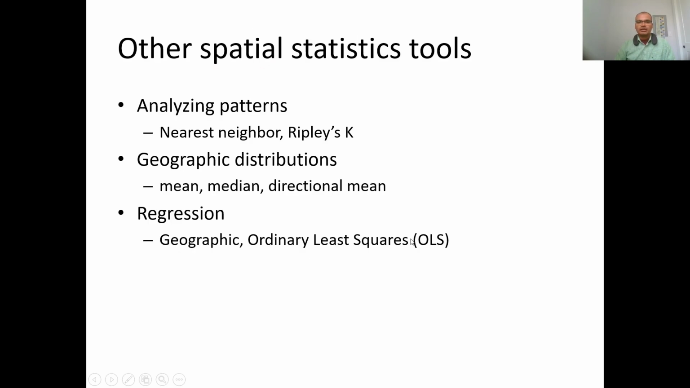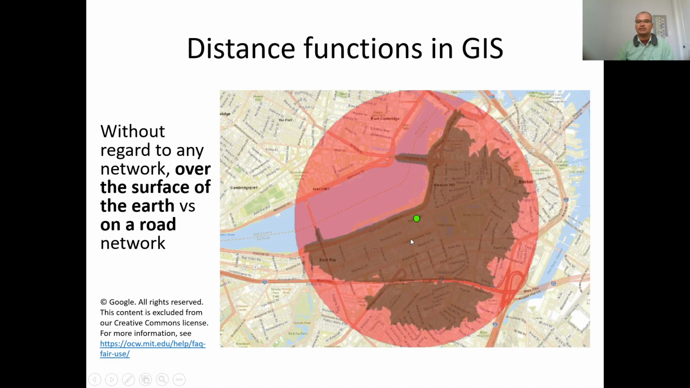Similar to spatial autocorrelation, there are tools for analyzing patterns, analyzing geographic distribution, and even you can do spatial regressions, based on ordinary least squares and many spatial regression methods. And those are all very powerful, unlike the traditional regression analysis. This will compare based on the spatial relationship so that you will get very important insights.